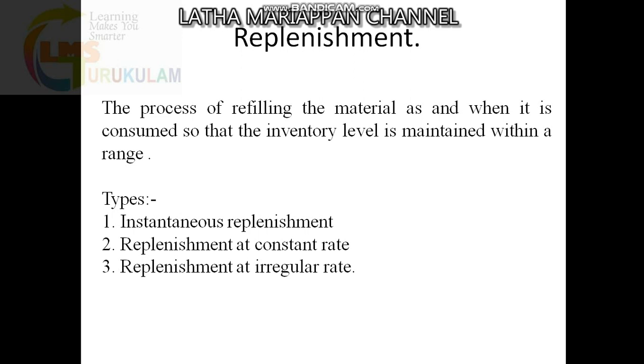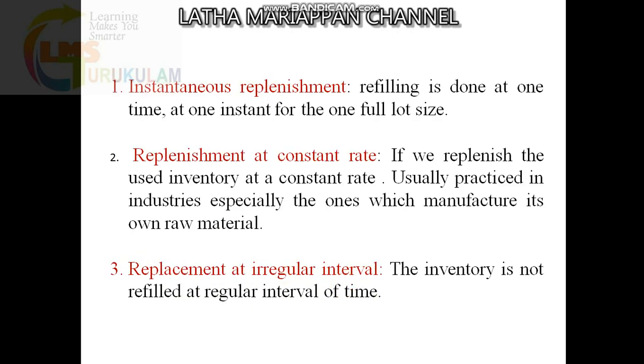Another topic is replenishment. The process of refilling is called replenishment. It is the process of refilling the material as and when it is consumed so that the inventory level is maintained within a range. There are three types of replenishment: one is instantaneous, another is replenishment at constant rate, and the third is replenishment at irregular rate. We will see them one by one.